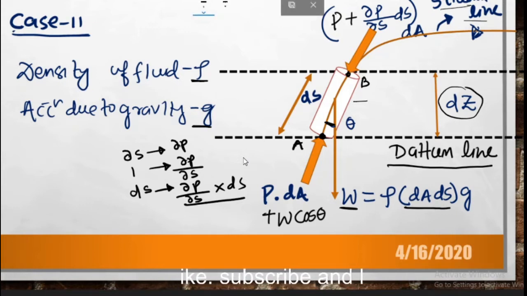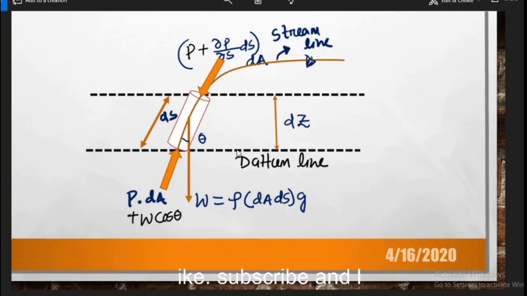Now consider the net force actually acting along this streamline, meaning the direction in which the water is flowing. If you take the component of the weight along this streamline path, that becomes W cos theta. This is acting in this direction, along with the P dA acting in this direction. In the next slide I will write down the net force acting on the fluid element.